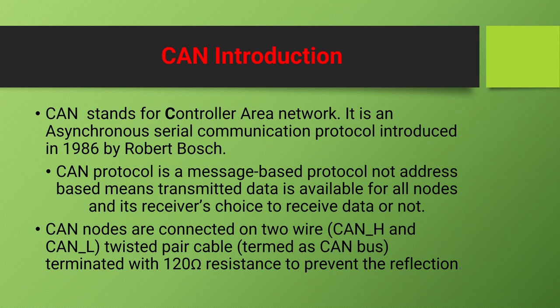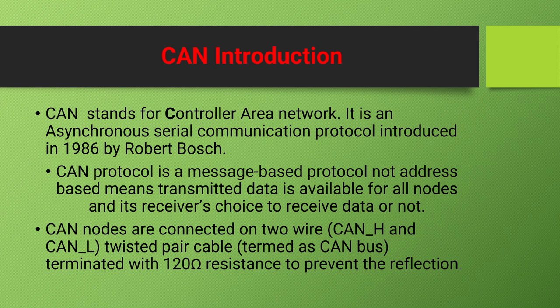CAN protocol is a message based protocol, not an address based. Means the transmitted data is available for all nodes, and each node has the choice to receive the data or not. For example, if you send a message to your friend, you check whether your message is sent or not. The same way, the receiver can check whether to receive the data or not.